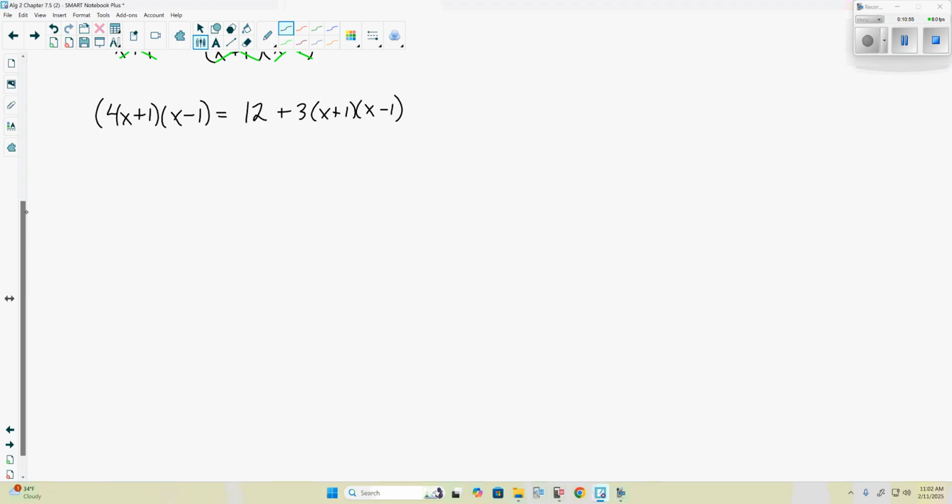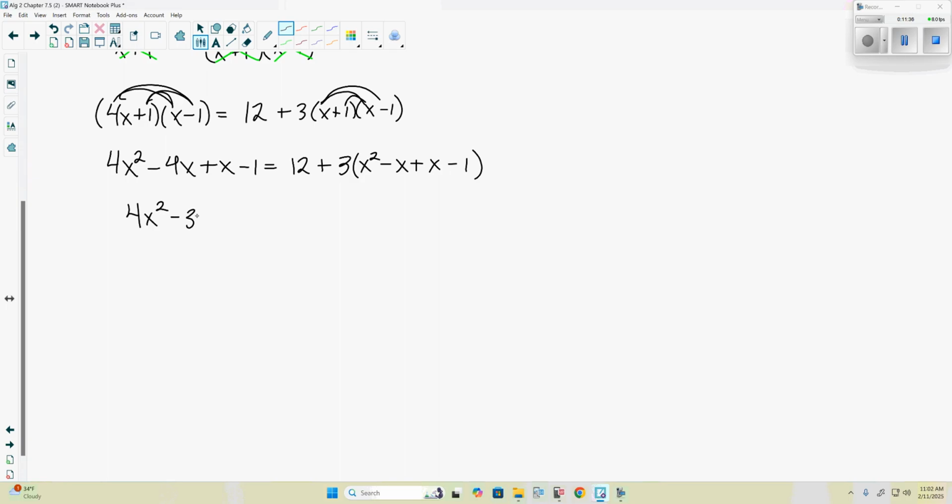Now at this point, we're going to have to do some simplifying. So here we can distribute the 4x. 4x times x is going to be 4x squared. 4x times negative 1 is going to be negative 4x. 1 times x is going to be plus x. And 1 times negative 1 is negative 1. Now we're also going to have to multiply our x plus 1 and x minus 1. Well, x times x is x squared. x times negative 1 is negative x. 1 times x is going to be plus x. And 1 times negative 1 is, well, negative 1.